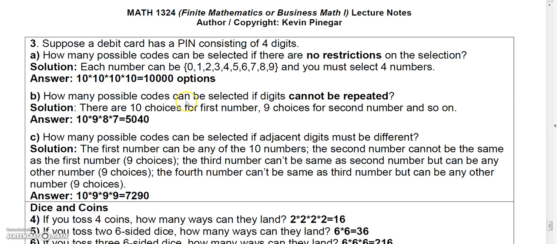Now, if digits cannot be repeated, then that would give you 10 digits for the first entry, but since you can't use what you used here for the second entry, that would only leave you 9 digits for the second entry. And since you can't use what you used in the first 2 entries for the third digit, that would leave you 8 digits for the third choice, and then likewise 7 digits for the last choice. And so when you multiply that out, you get 5,040.